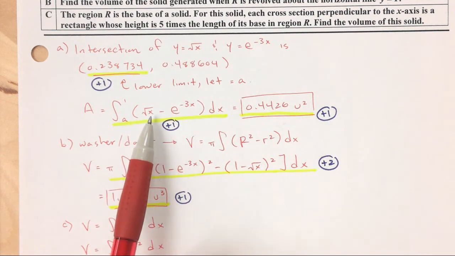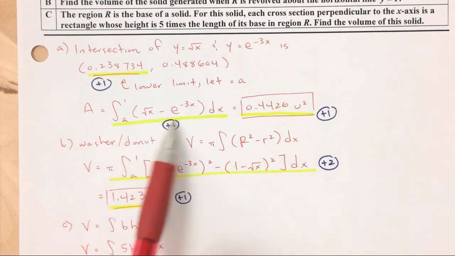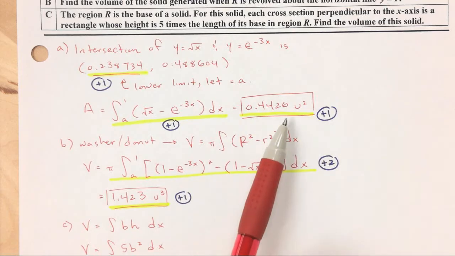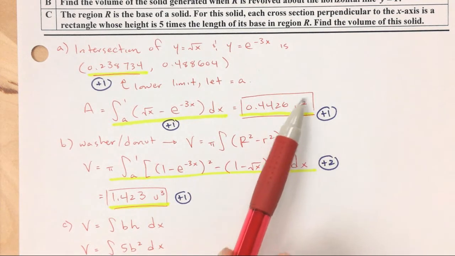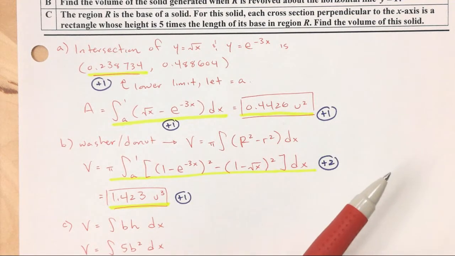And then again, this is going to be top minus bottom. So we saw in the graph, this was the top curve, this was the bottom curve, top minus bottom. Make sure that you have all this, and then you put it into your calculator, and you get a final answer. These units don't matter so much, but sometimes the units do matter, so just be careful.